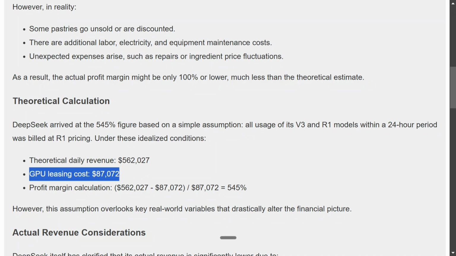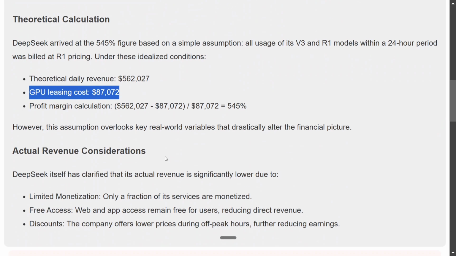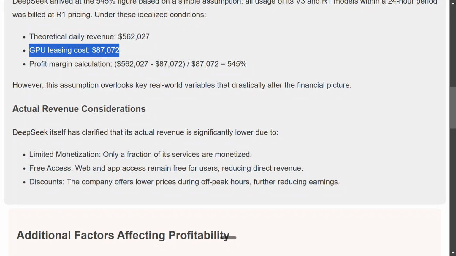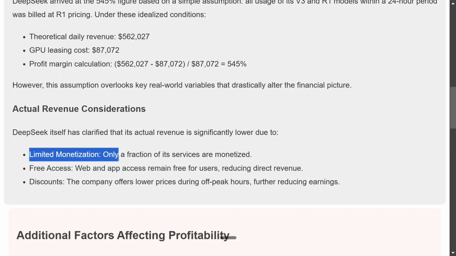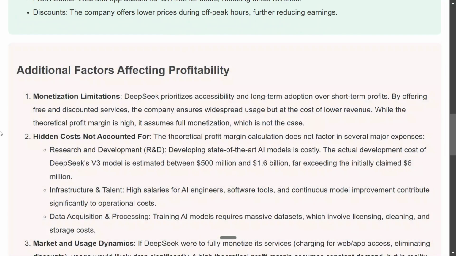They have missed out on many factors that they should have considered. For example, actual revenue consideration should have multiple things. Limited monetization: only a fraction of its services are monetized. Free access: the free access that you have on deepseek.com also uses the GPUs they have, so they won't be leasing everything for revenue; some of it is free. Discounts: the company offers low prices during off-peak hours, further reducing earnings. I think there are many factors they have skipped, and it's more like a marketing number, I would say, that they have presented.